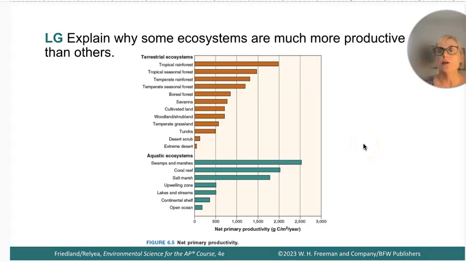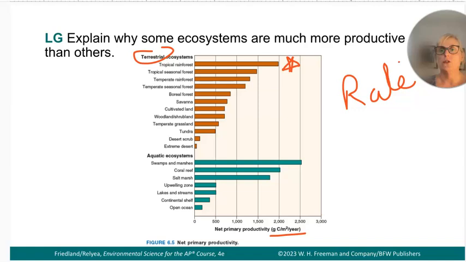So take a look here at a couple of things. There's a couple of really important things to understand from this diagram. First of all, terrestrial means land. And I told you here that tropical rainforest has the highest productivity. So remember, this is grams per meter square per year. First of all, remember that it's a rate. So the rate down here is per year. Okay, that's the first thing to remember.